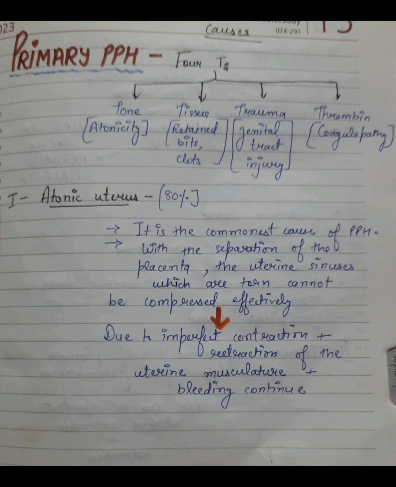As I mentioned about the normal mechanism of bleeding stoppage, in atonic uterus, what happens with the separation of the placenta? The uterine sinuses which get torn cannot be compressed effectively. Why is it not compressing effectively? Due to imperfect contraction and retraction of the uterine musculature. That is why the bleeding continues. So now you can relate the normal phenomenon of bleeding stoppage with this atonic uterus.